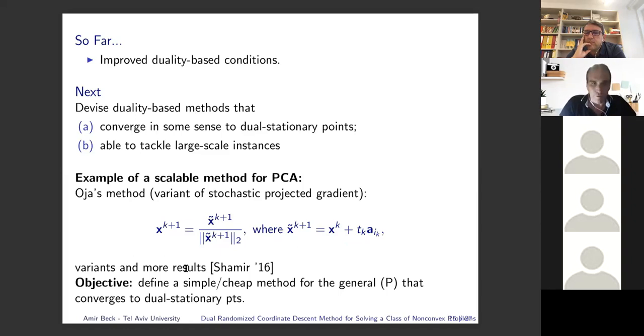There are a lot of other variants and more results on this kind of method. And this is what we really want: a method that at each iteration only deals with a single row of the matrix A. This is a nice method for large problems because it's very simple and cheap. We'll see that when we use Toland duality, we get methods that look very similar to Oja's method, but at the same time also very different.